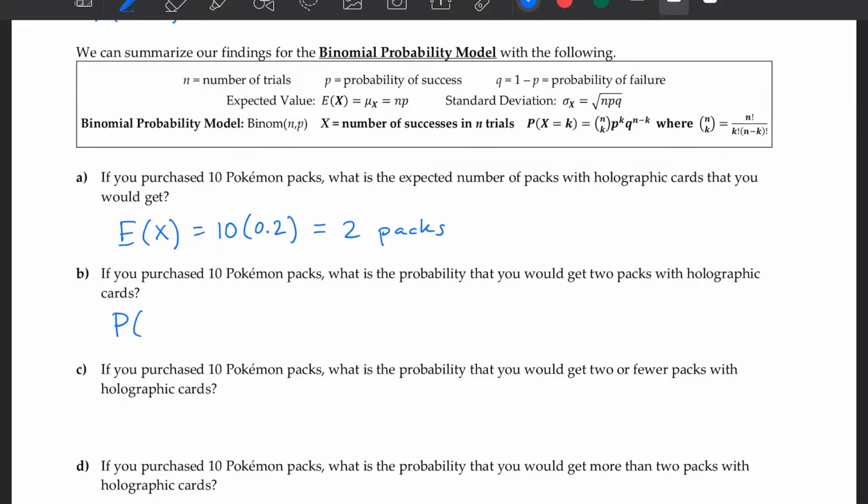So the probability of getting 2 packs with holographic cards, so x equals 2, that would be 10 choose 2, times 2 successes, times 8 failures. So we can calculate that out in our calculator, so go ahead and do that to remind you of how to use the Binomial PDF.